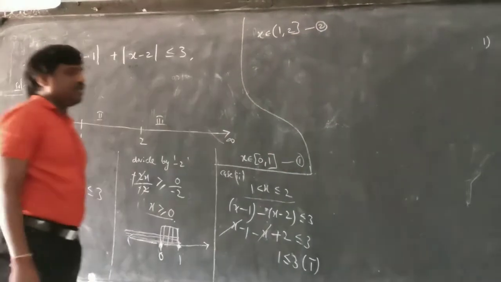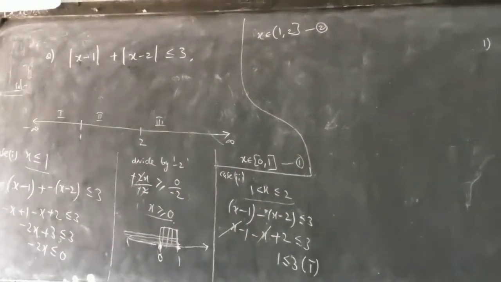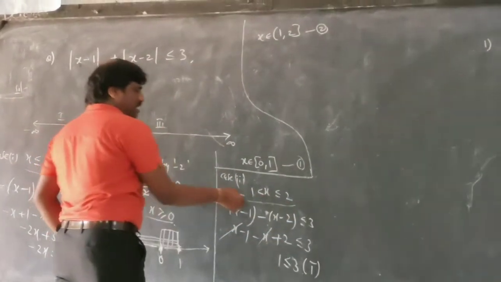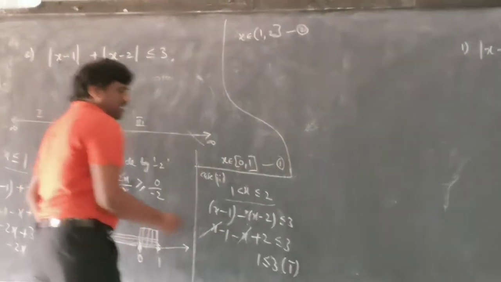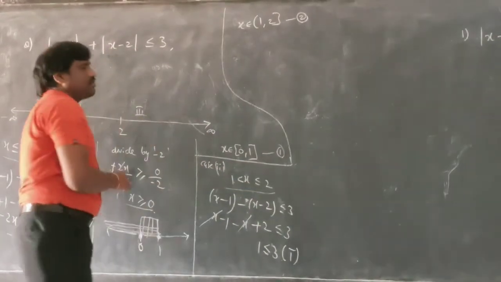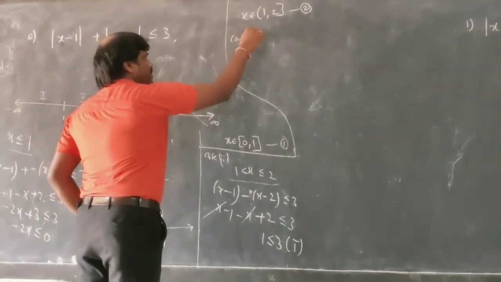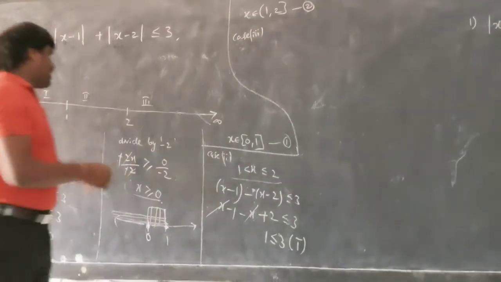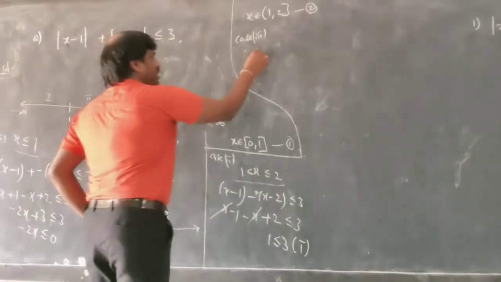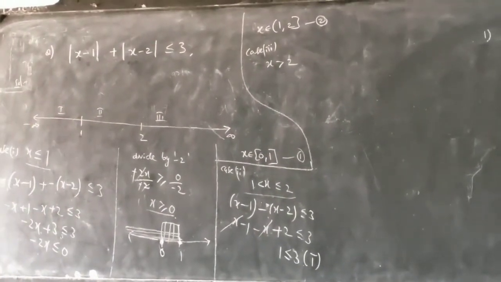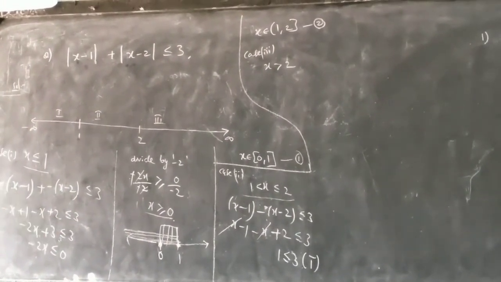Let us go for case 3. Whenever it becomes true, the branch, meaning the case, will be the answer. If it is false, there is no solution. Now let us go for case 3. What is case 3 here? Case 3, I can take x greater than 2. Let us take any number greater than 2. What is a number greater than 2? 3. Let us take 3.